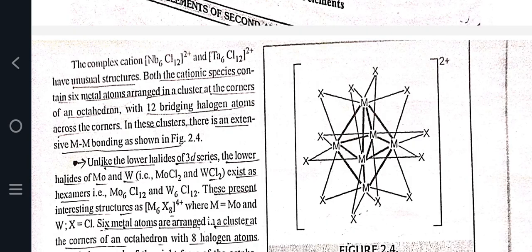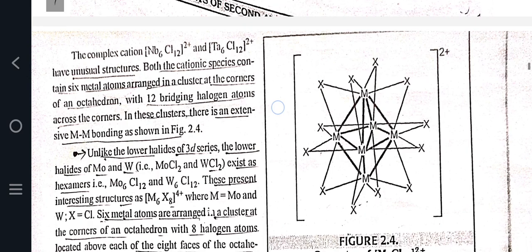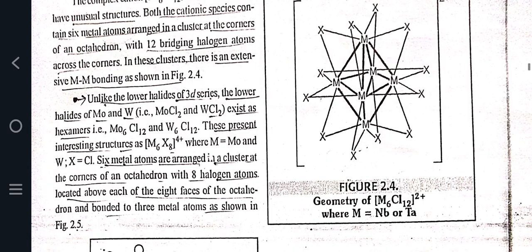Unlike the lower halides of the 3d series, the lower halides of Mo and W exist as hexamers, and these present interesting structures, where M is equal to Mo and W and X is Cl. Six metal atoms are arranged in a cluster at the corners of an octahedron, with eight halogen atoms located above each of the eight faces of the octahedron and bonded to three metal atoms, as shown in figure 2.5.